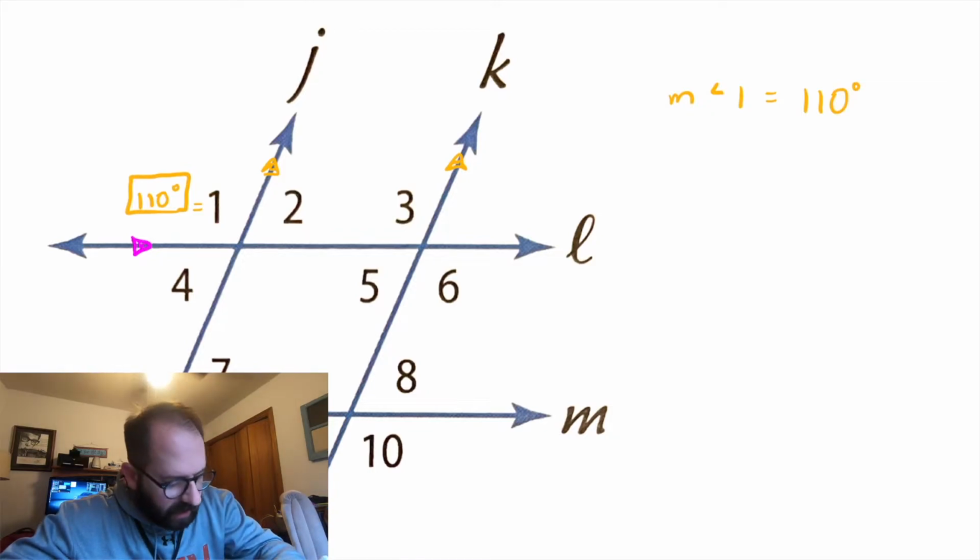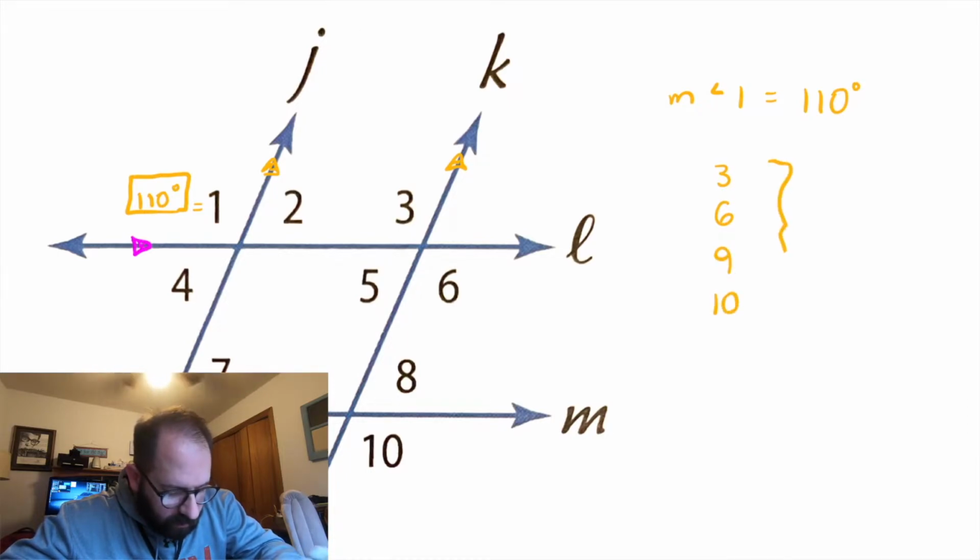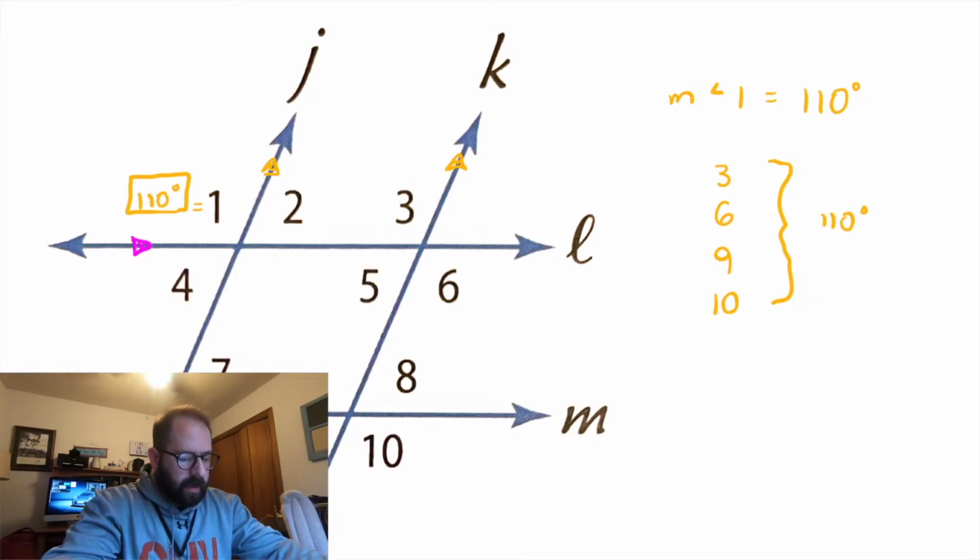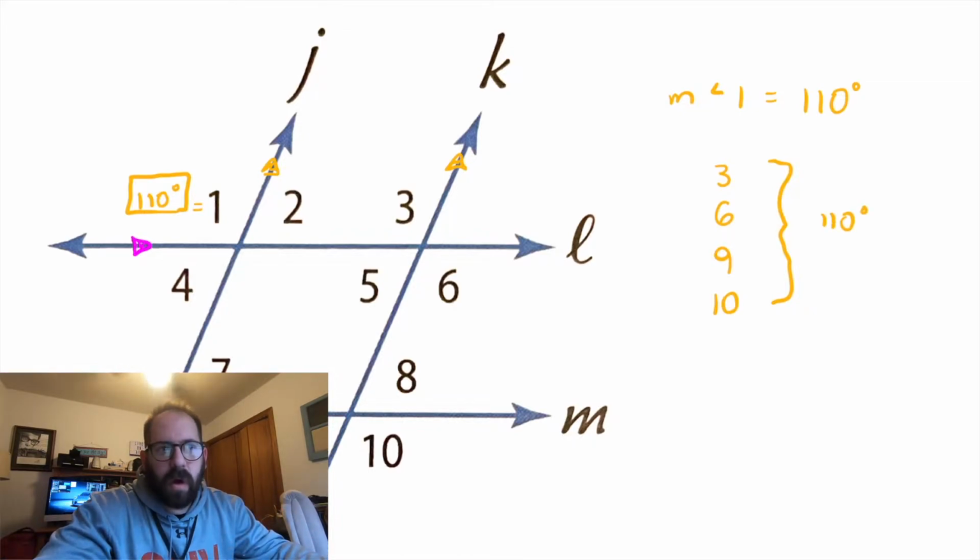All right, I'm going to write those down. 3, 6, 9, and 10. All right, so you're all saying that these are 110 degrees. Okay. One of them is wrong. One out of those numbers. 3, 6, 9, or 10. One of them is wrong. So now, discuss that. Figure out which one you have wrong.